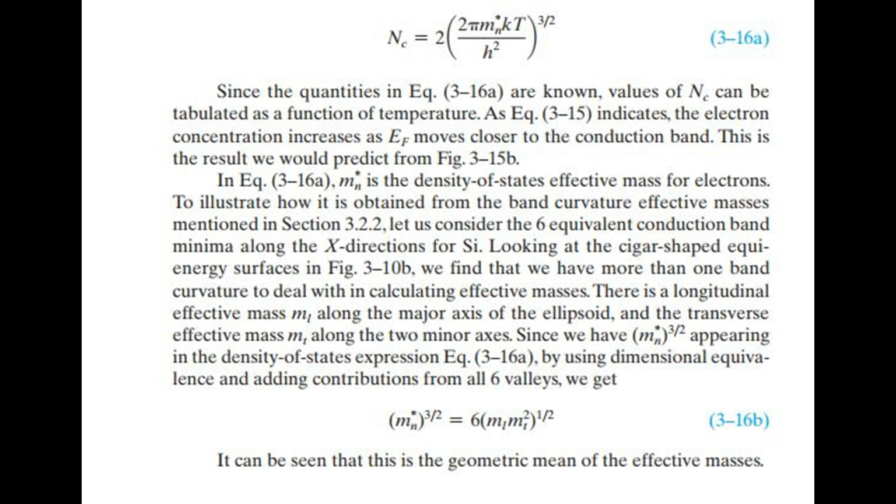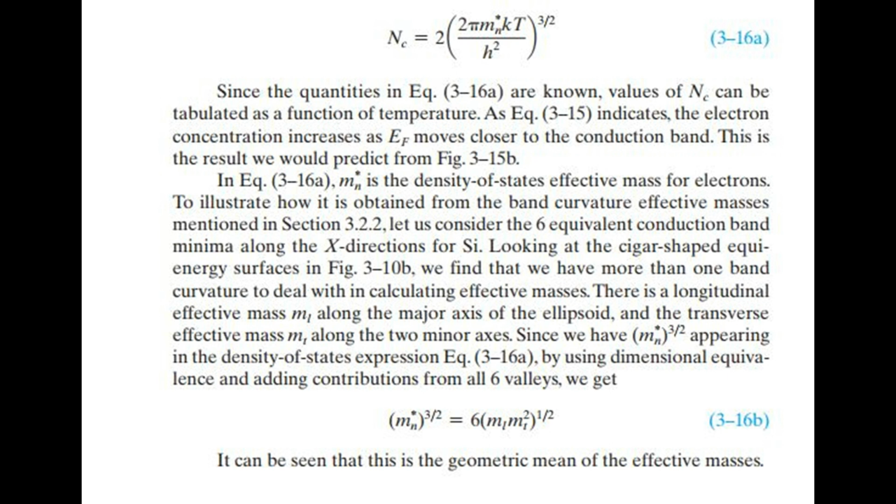To illustrate how it is obtained from the band curvature effective masses mentioned in section 3.2.2, let us consider the 6 equivalent conduction band minima along the x directions for silicon. Looking at the cigar-shaped equi-energy surfaces in Fig. 3-10b, we find that we have more than one band curvature to deal with in calculating effective masses. There is a longitudinal effective mass ml along the major axis of the ellipsoid, and the transverse effective mass mt along the 2 minor axes.